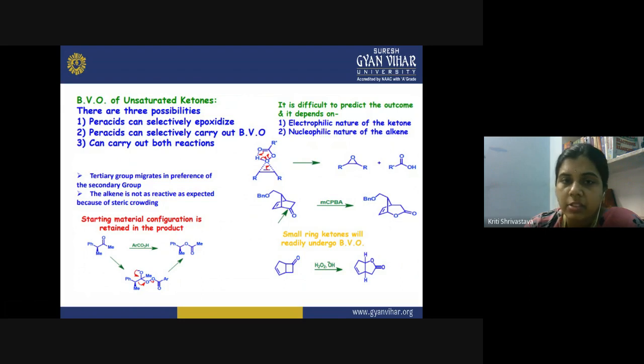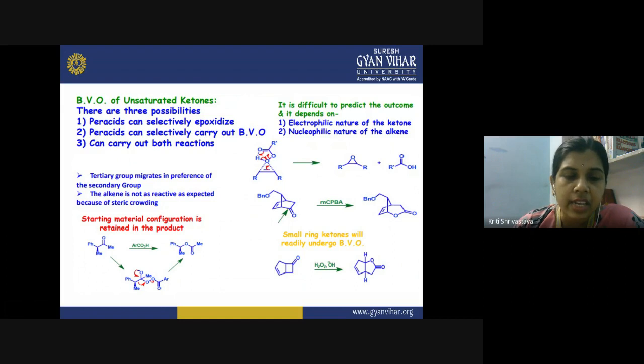Now, Baeyer-Villiger oxidation of unsaturated ketones, when you have a double bond inside the ketone: there are three possibilities. First, the peracid can selectively epoxidize. Second, the peracid can selectively carry out the Baeyer-Villiger oxidation. And third, it can carry out both reactions, epoxidation as well as Baeyer-Villiger oxidation. It becomes really difficult to predict the outcome, because it depends on the electrophilic nature of the ketone and the nucleophilic nature of the alkene.